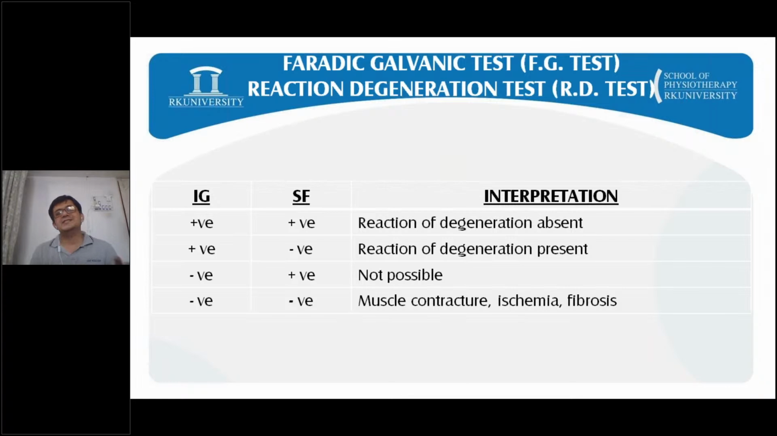Clear? Because SF positive itself is telling both are functioning, and Ig itself is telling the muscle is not functioning. So this is not possible. It is just a mathematical probability.